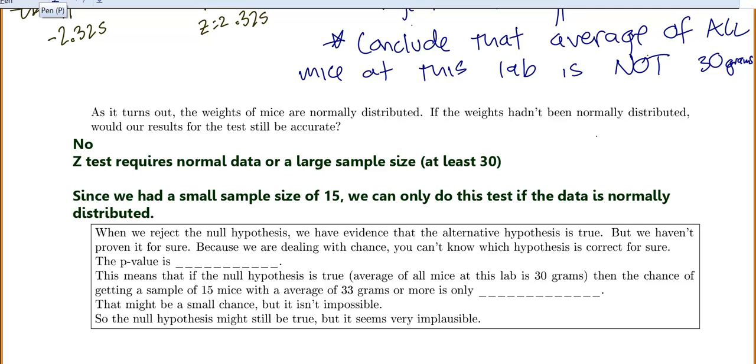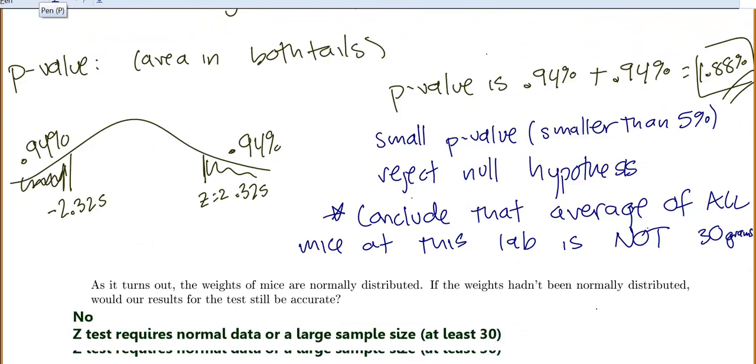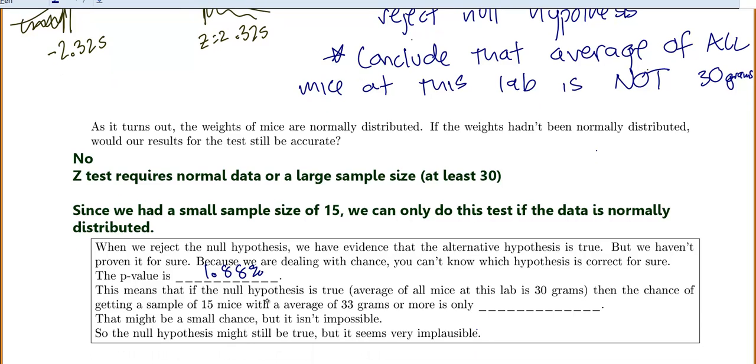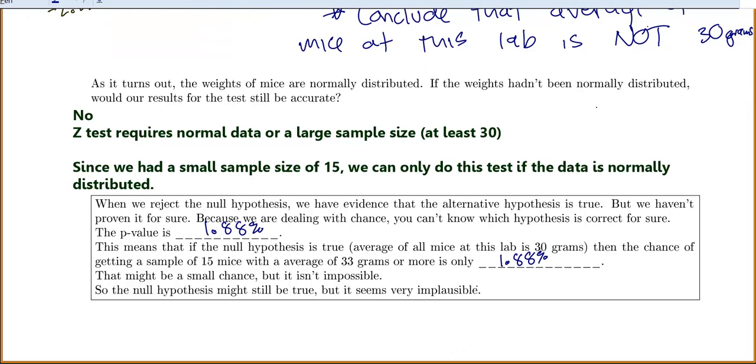Now in this situation, our p-value was 1.88%. This means that if the null hypothesis was true, meaning that the average of all the mice at this lab was 30 grams, then the chance of getting a sample of 15 mice with an average of 33 grams or more is only 1.88%. So that's a small chance, but it's not impossible. 1.88%, that's happening about 2% of the time. That's about 1 in 50. So it's not impossible. So the null hypothesis might still be true, but it seems very implausible.